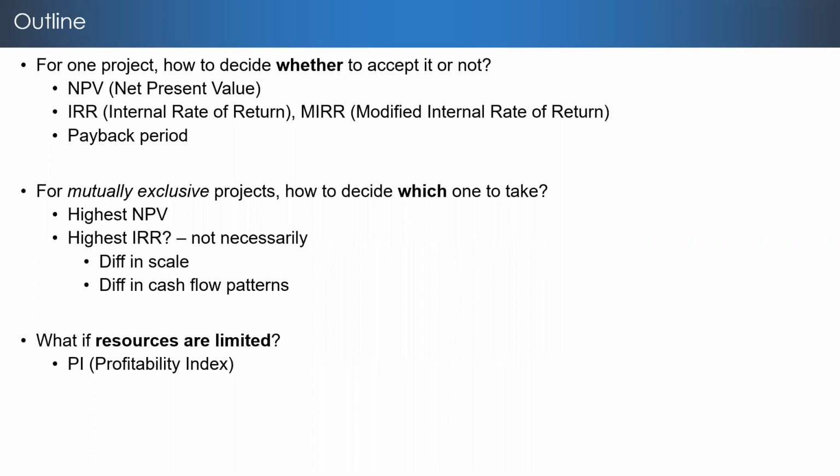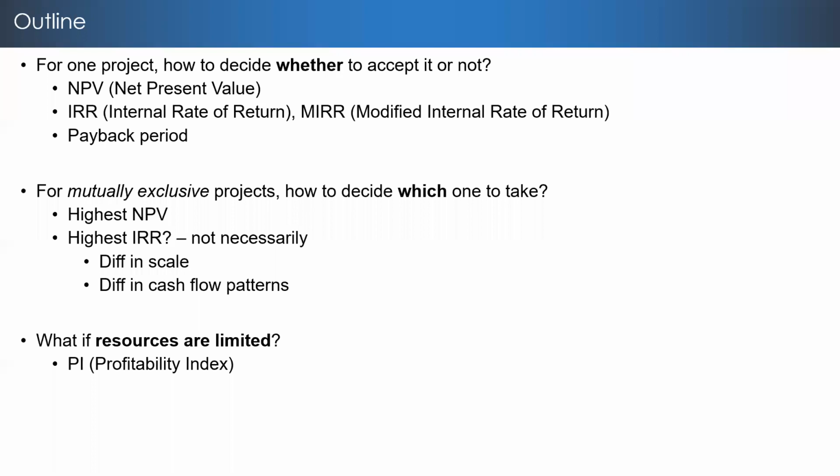Here we also have two rules to think about. However, we're going to focus on the net present value rule, because the IRR rule, in some cases, will not work as well as the net present value rule. And finally, we're going to talk about another scenario where we have limited resources.